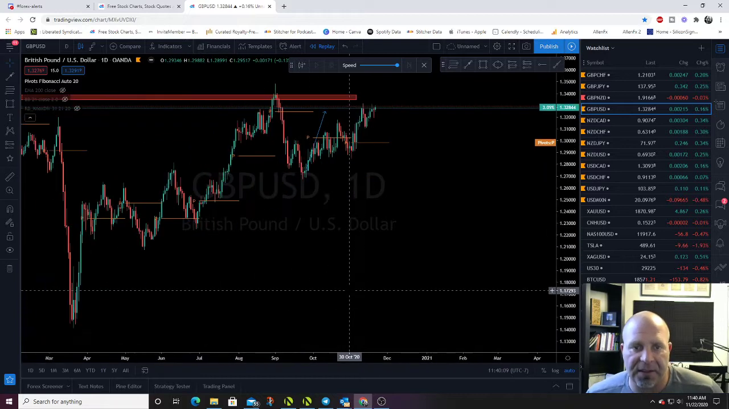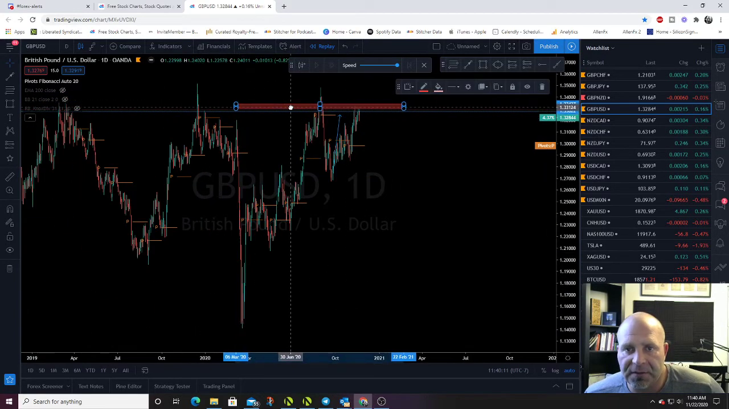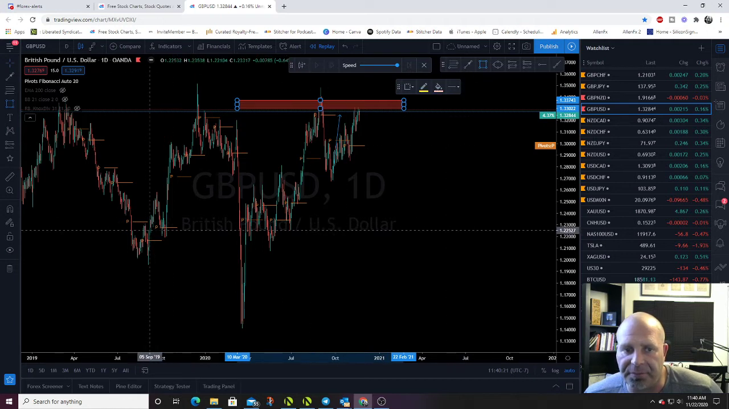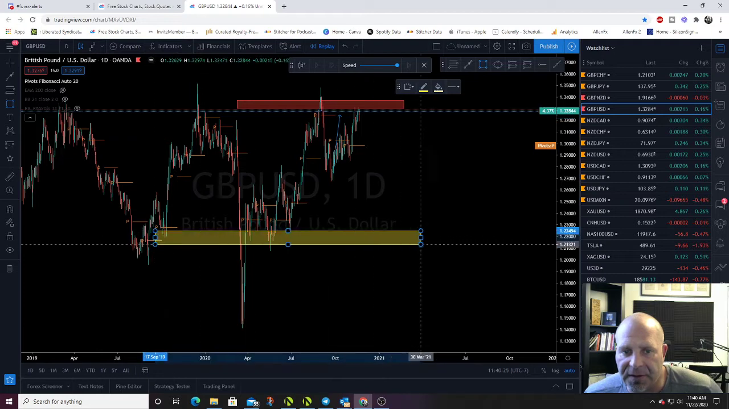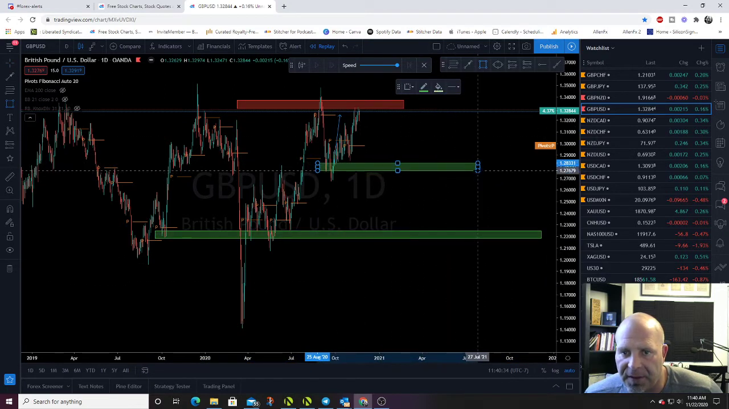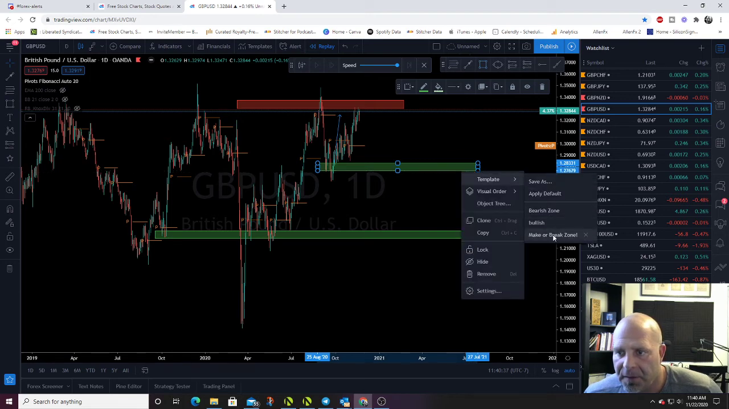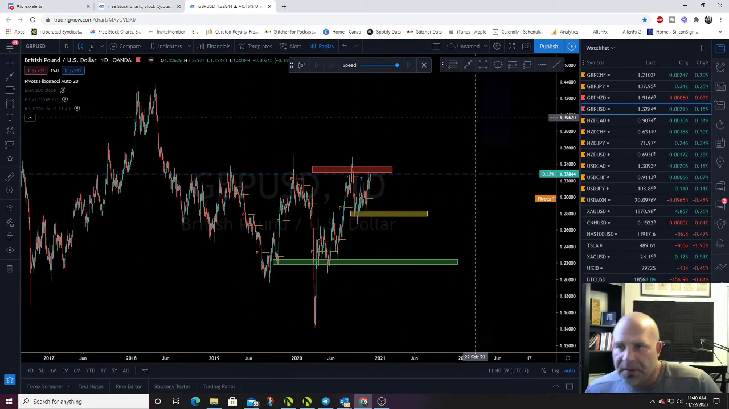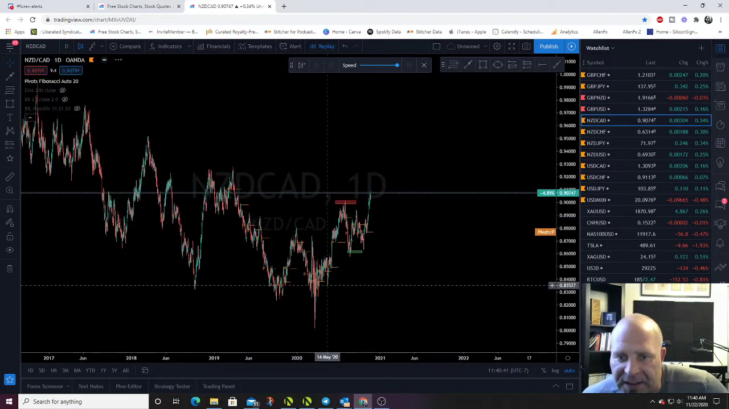GBP USD. So I like that we're tested. We are definitely testing this bearish zone right now. I want to look bullish for sure down here. And then I'm going to look for make or break right about here. Bam.